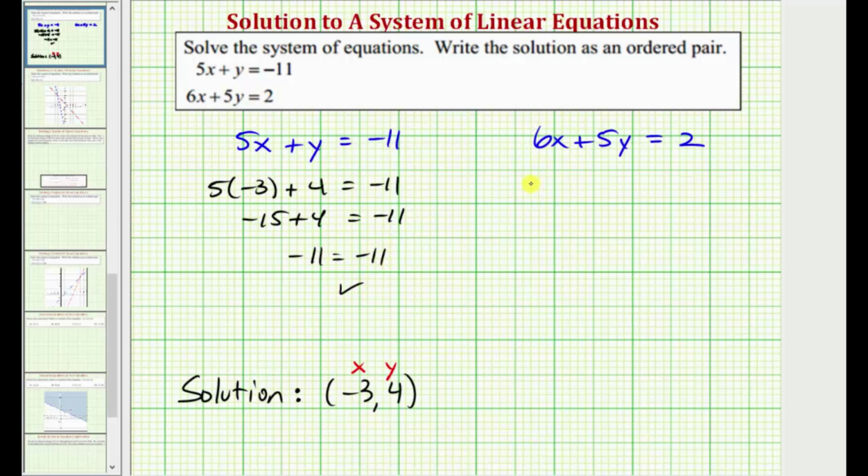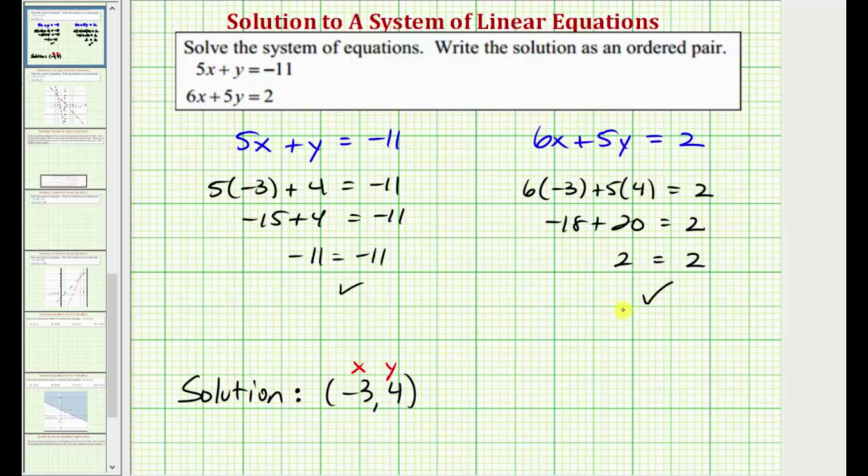Now for the second equation, we have 6 times negative 3 plus 5 times 4 equals 2. Simplifying, we have negative 18 plus 20 equals 2, which gives us 2 equals 2, which is true. Therefore, we've verified the ordered pair does satisfy both linear equations.